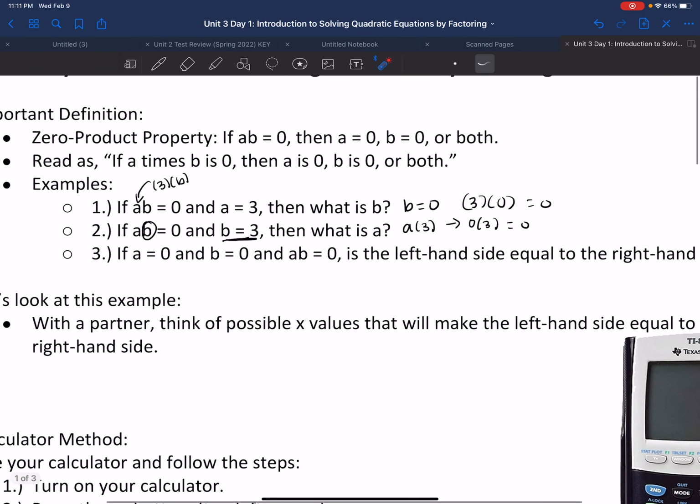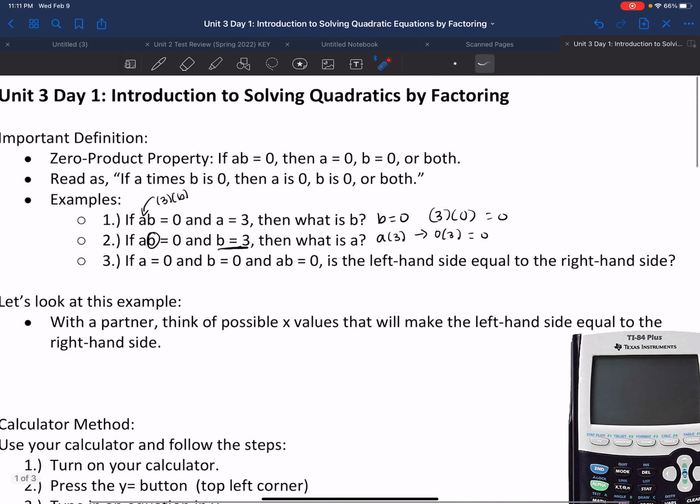Number 3, if A is equal to 0 and B is equal to 0 and AB is equal to 0, is the left-hand side equal to the right-hand side? Yes, because I'm replacing this A with 0, and I'm replacing this B with 0. And then the right-hand side over here, I'm just rewriting. Is this true? Well, this is true. 0 times 0 is 0, and then I'm just going to drop down that equal sign, and then I have the 0. 0 is equal to 0. That is true. Correct. Okay.